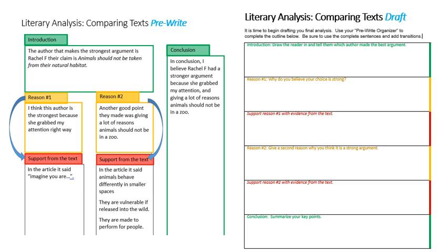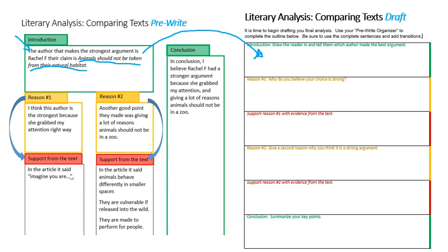Here is an example of an introduction from a pre-write that I put together. I used some of the sentence starters that I'm now going to put into my draft. The author that makes the strongest argument is Rachel F. Their claim is that animals should not be taken from their natural habitat. And I took this claim right from the graphic organizer chart on page 1 of last week's pre-write activity. I can take the same information and plug it into my draft page that I've downloaded from this assignment. I might want to change something as I write it in here.